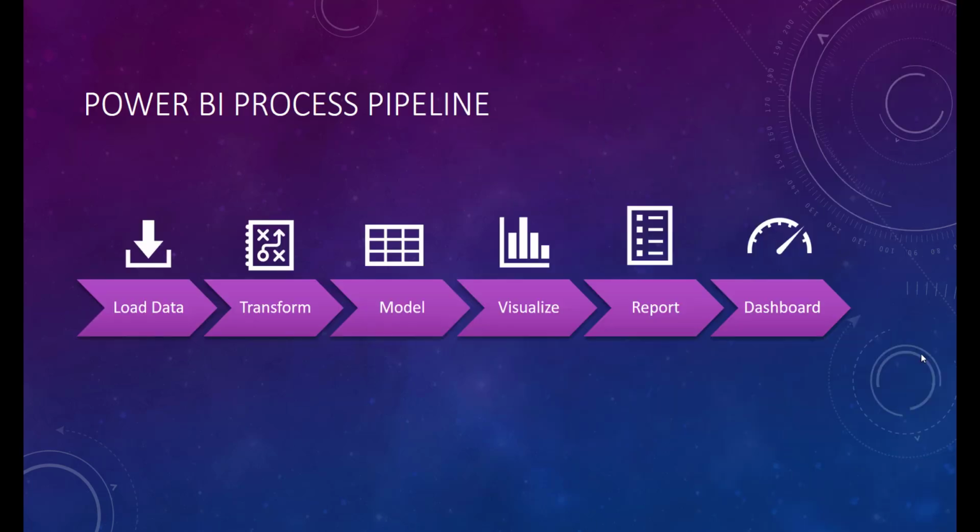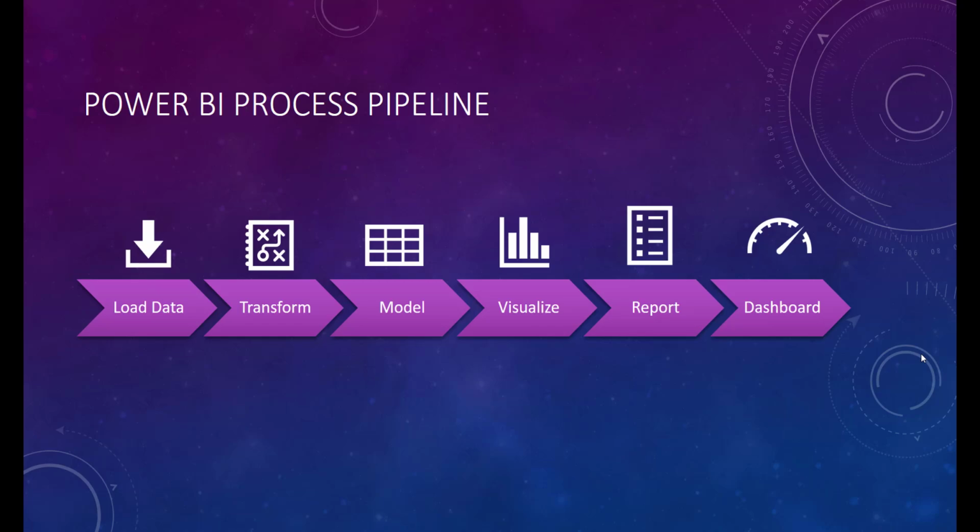So now that we've gone over the different components that make up Power BI, let's look at a process pipeline that you would go through, from getting your data in all the way to sharing it. First, you will load in your data, or you can query it in order to get it into Power BI. Then, if you need to, you can transform or clean up your data, as well as model any relationships between parts of your data.